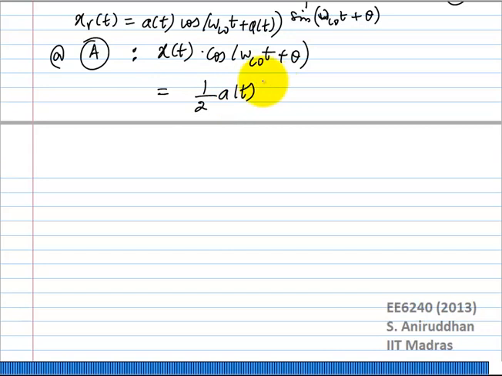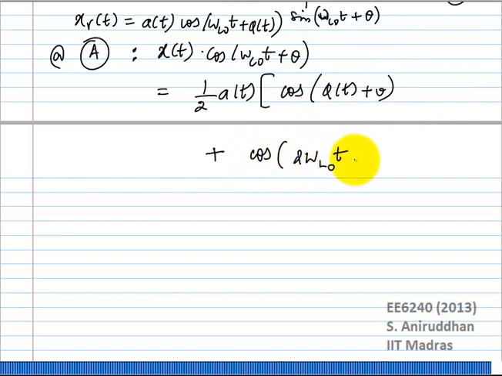the two components, half A of t into the low pass component. Omega LO is the same as omega RF. I'll get cos phi of t plus theta plus 2 omega LO t plus phi of t plus theta. Okay. I'll get the omega 1 plus omega 2 and omega 1 minus omega 2 terms. Then I'm going to maybe amplify it, low pass filter it, and so on.